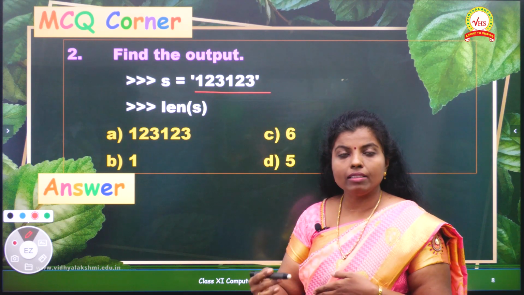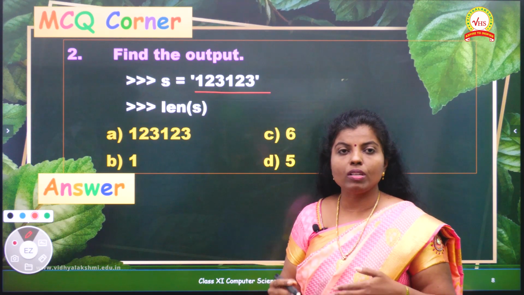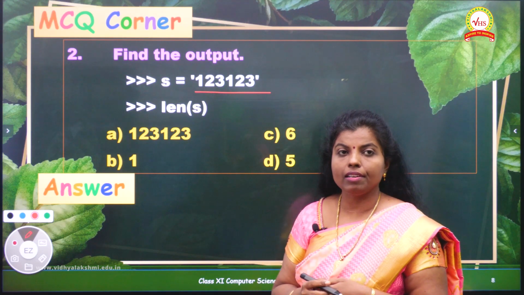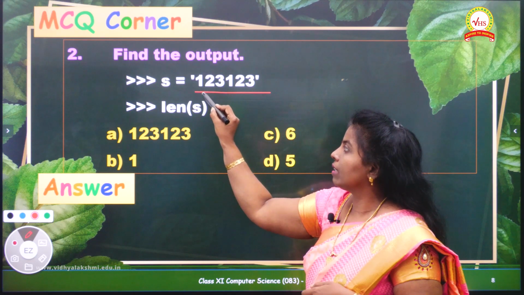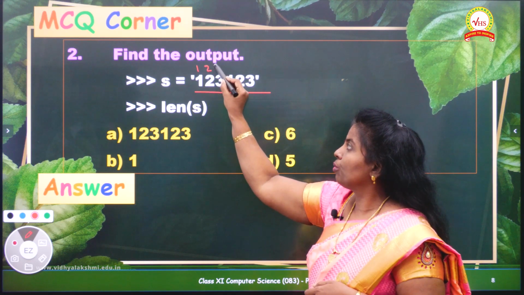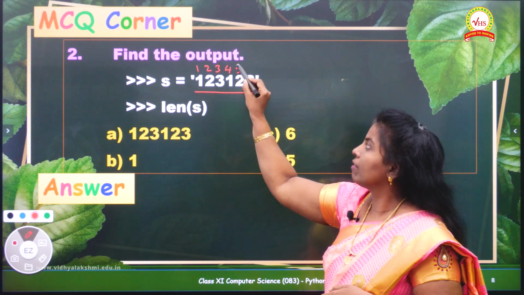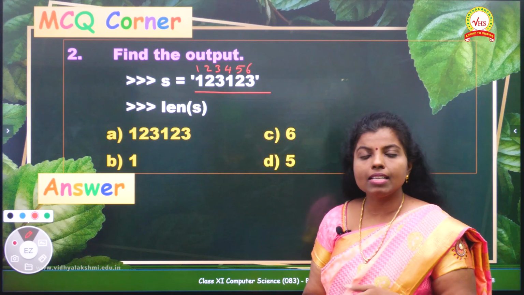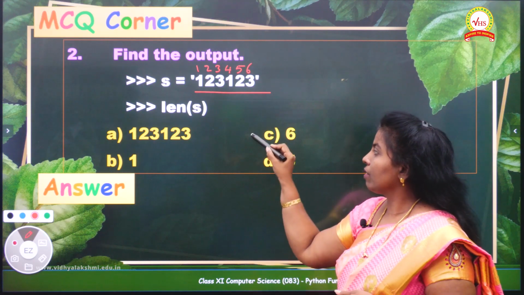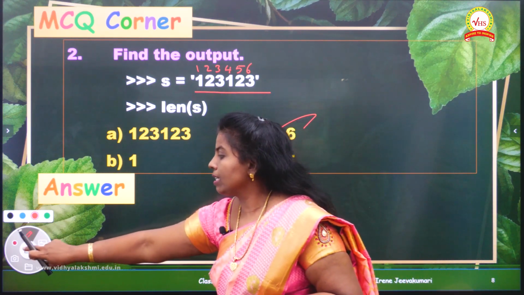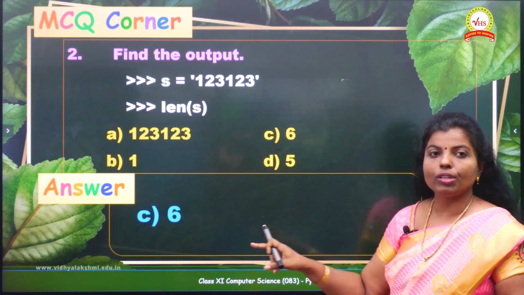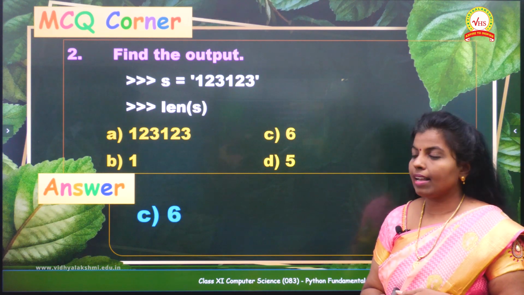Whenever we find the length of the object, we count the number of elements present in it. So, according to that, if you count the number of elements in it, it is 1, 2, 3, 4, 5 and 6. There are 6 elements in it. That's why the answer is going to be option C, 6. So, let us see the answer. The answer is option C, 6.